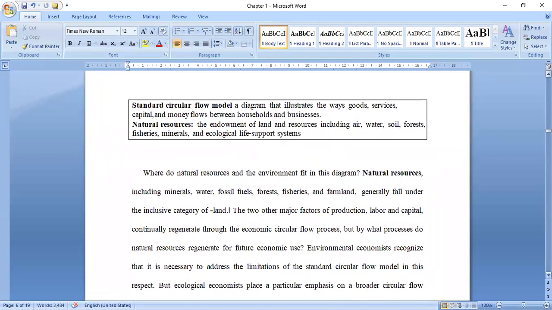So like we've seen in the diagram of the circular flow of economic activity, the standard circular flow model basically illustrates the ways goods, services, capital, and money flow between households and businesses, right? For a two-sector model. And the natural resources, here we are referring to the endowment of land resources, including air, water, soil, forests, fisheries, minerals, right? All those are natural resources.